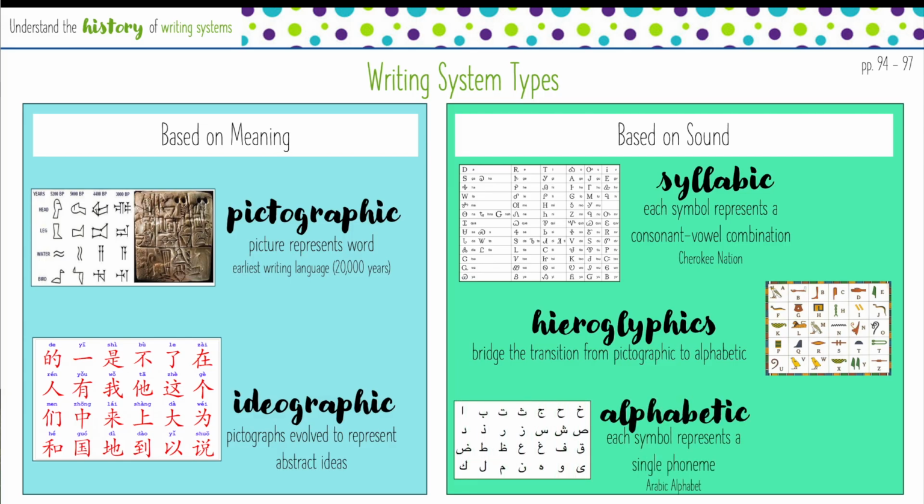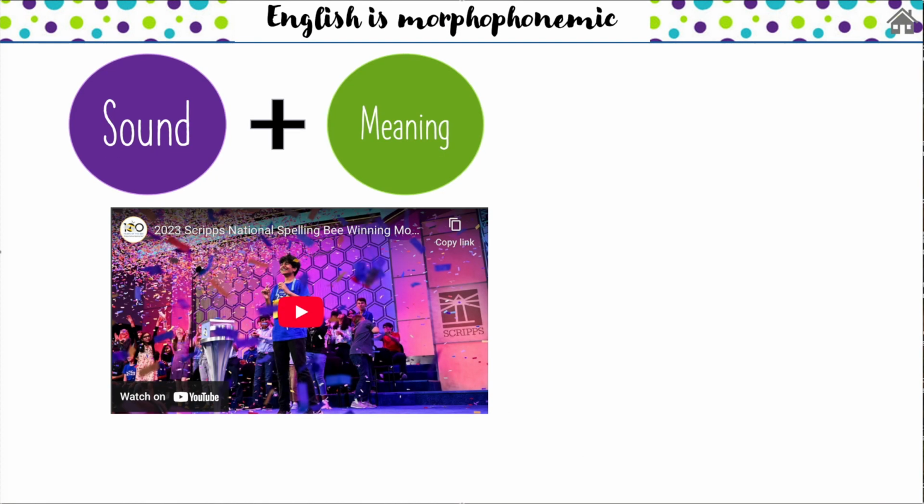Then you have pure alphabetic, like Arabic and like English, where we have a symbol to represent a single phoneme, and you combine those together to blend them together to make a word. So one of the interesting things about English is that it is morphophonemic, which means it is a combination of how these sounds are put together and the meaning which we attach to it. So morphology, as we will learn later, is all about the smallest units of meaning. And phonemic, of course, is the smallest units of sound. Now, that comes into play because one particular change in a sound can change the entire meaning of a word.